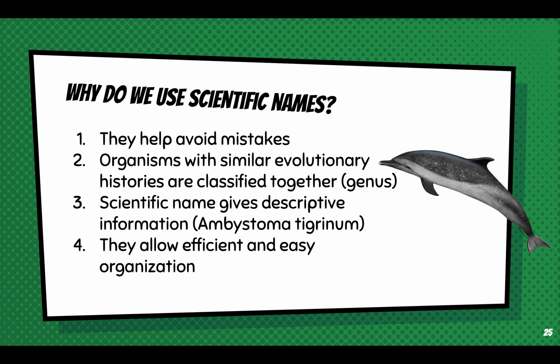The second reason is that organisms with similar evolutionary histories are classified together in a genus. And we're going to talk about that later on. That's called their phylogeny. The scientific name also gives descriptive information. Remember that tigrinum part, the second part of the binomial nomenclature? So it gives descriptive information, and it allows efficient and easy organization. So this is all in your book on page 227.